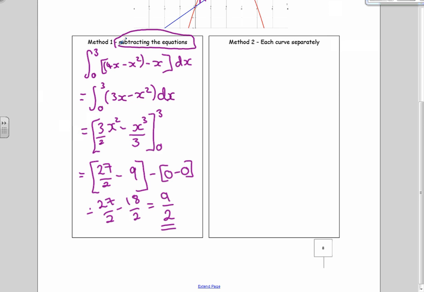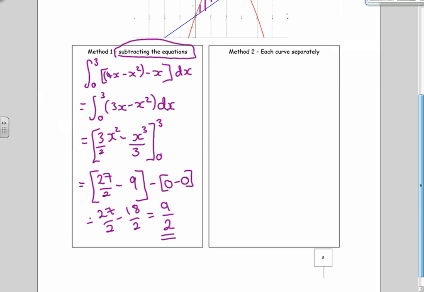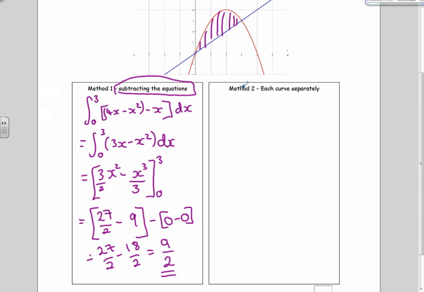So that method is subtracting the equations of both of the lines. But now we could find the area under first the curve, so the area here, and then subtract the area under the line, so that we're left with just the region that we found by subtracting the equations. So, to find the area under the curve, we're integrating between 0 and 3 the equation of 4x minus x squared dx.